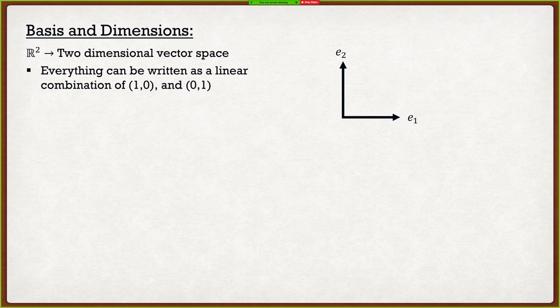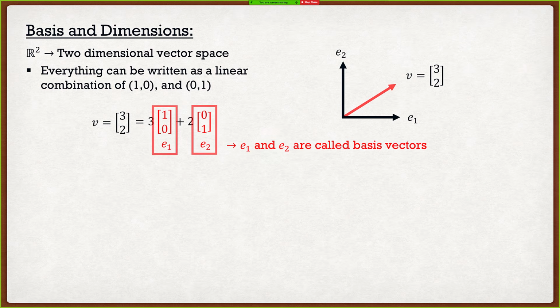So what exactly does this mean that everything can be written as a linear combination? Let's say that I had the vector v here, which is (3, 2). Well, this vector v can actually be decomposed into 3 multiplied by the vector (1, 0) plus 2 multiplied by the vector (0, 1). Now, these vectors that we choose, (1, 0) and (0, 1), that's e1 and e2, these are actually called the basis vectors. So if you hear me talk about basis vectors, that's exactly what it is.